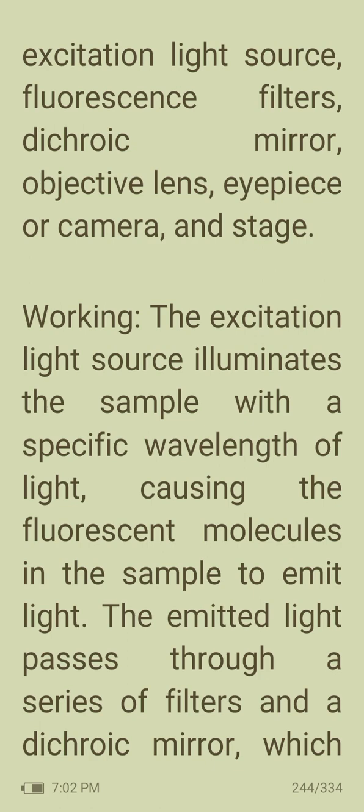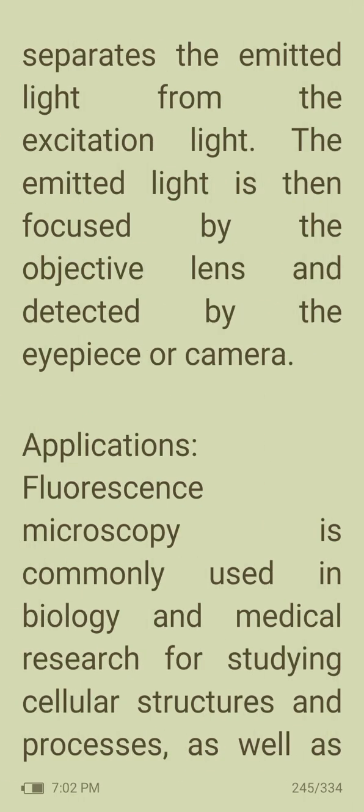The excitation light source illuminates the sample with a specific wavelength of light, causing the fluorescent molecules in the sample to emit light. The emitted light passes through a series of filters and a dichroic mirror, which separates the emitted light from the excitation light. The emitted light is then focused by the objective lens and detected by the eyepiece or camera.